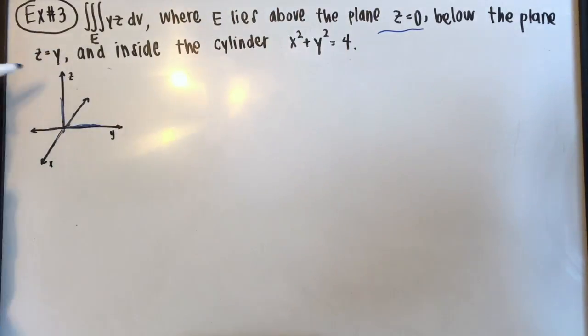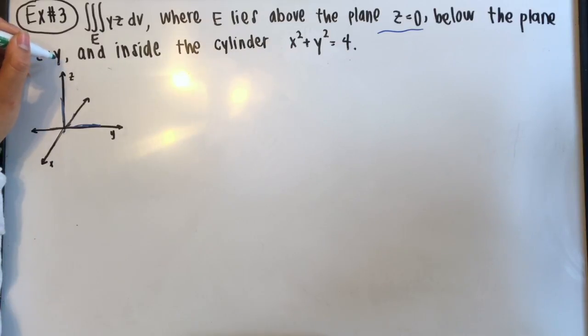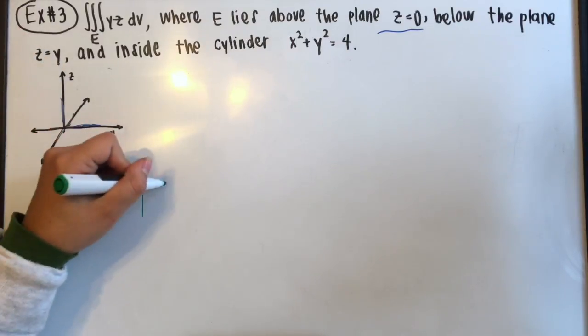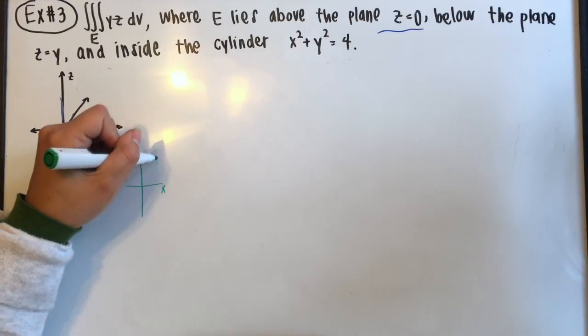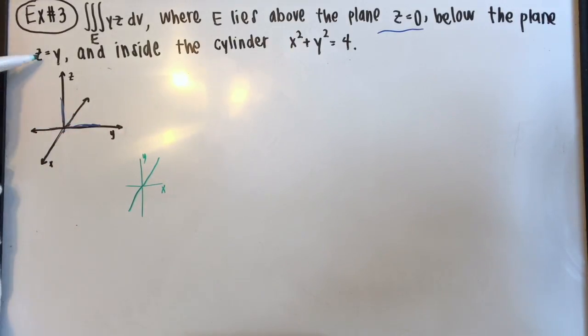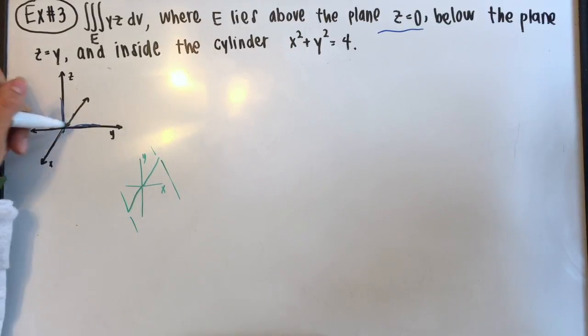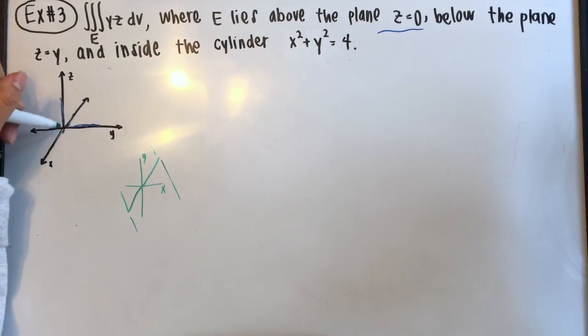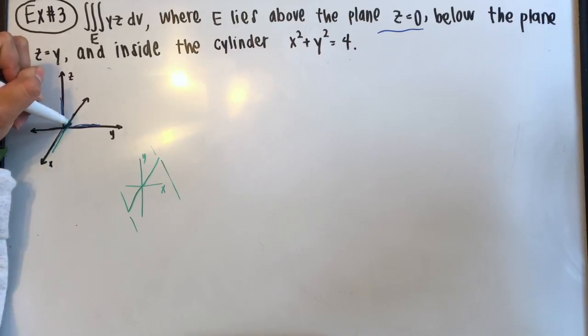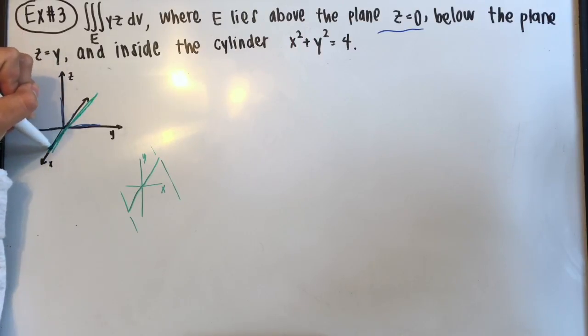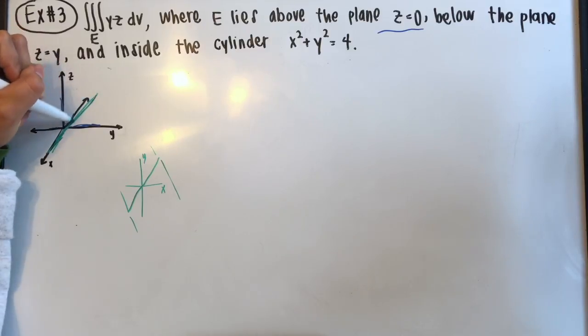Then it says below the plane z equals y. Okay, so the plane z equals y, you can think of it as if it was y equals x, right? Y equals x is just basically a line like that, right? It's the same thing with z equals y. It's just basically a plane. So the plane is going to be like that here. I'm a horrible drawer, so I'm very sorry.